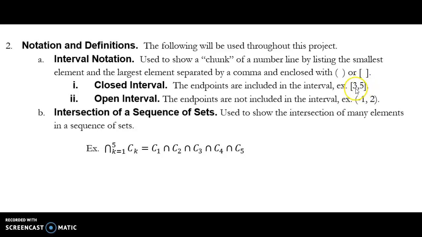The 3 is included as well, and that's why we use the square brackets around both the 3 and the 5. So that would be a slice of the number line including 3 and 5 and every number in between.